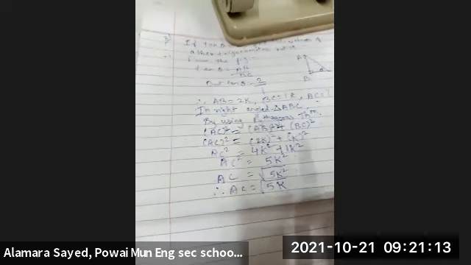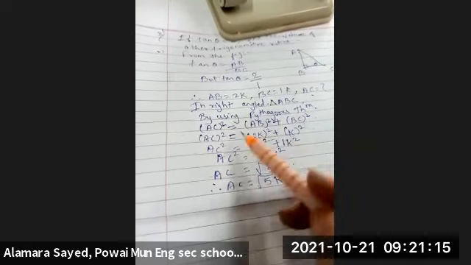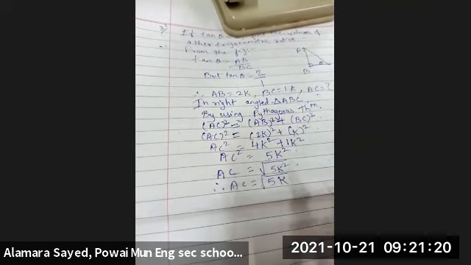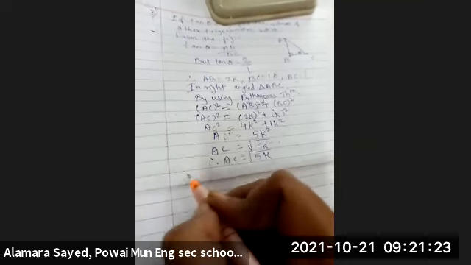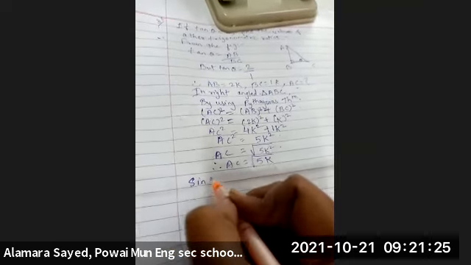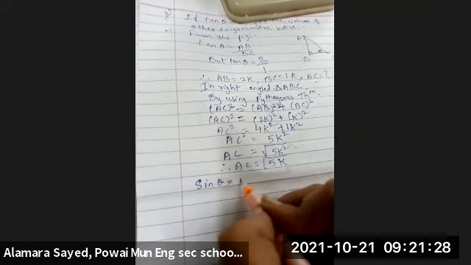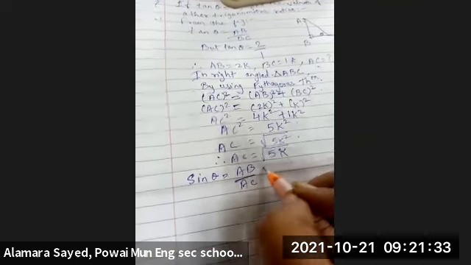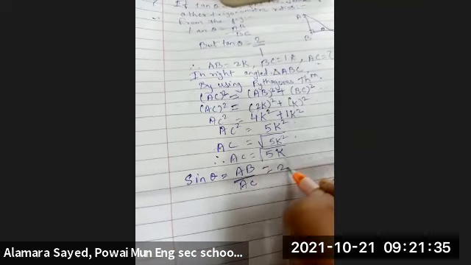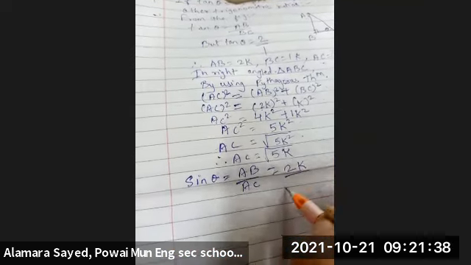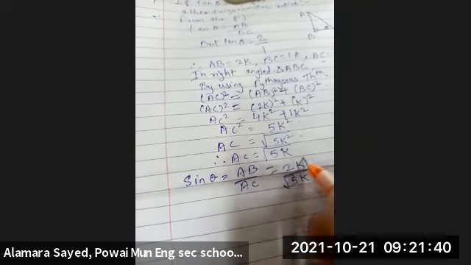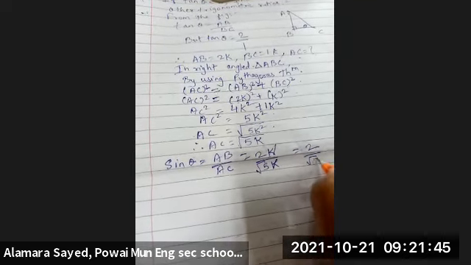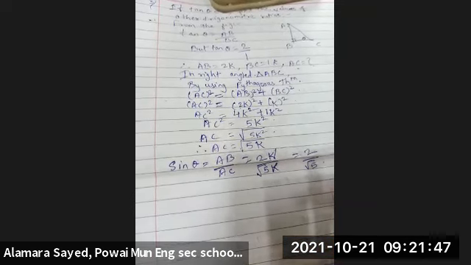So now see here, by using this we have found AC. Now after getting AC, you will have to find the ratios. Sin theta is equal to AB, opposite upon hypotenuse, that is AB upon AC, which is equal to 2K upon root 5K. So this K will be cancelled. Remaining is 2 upon root 5. This is the value of sin theta.